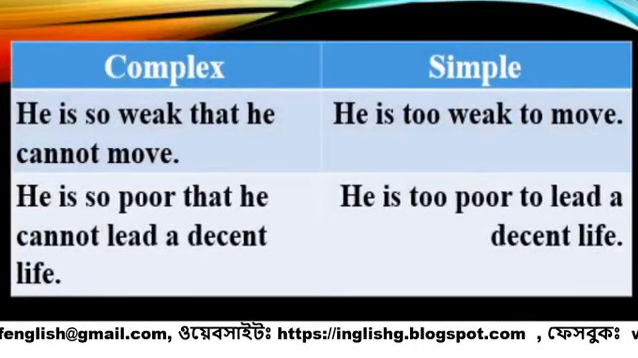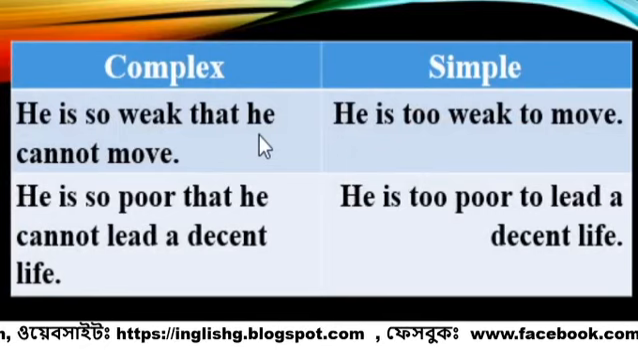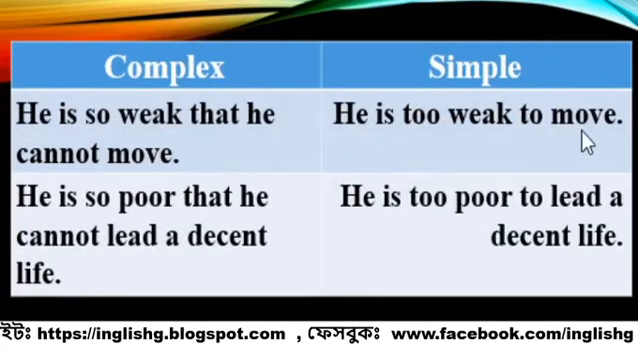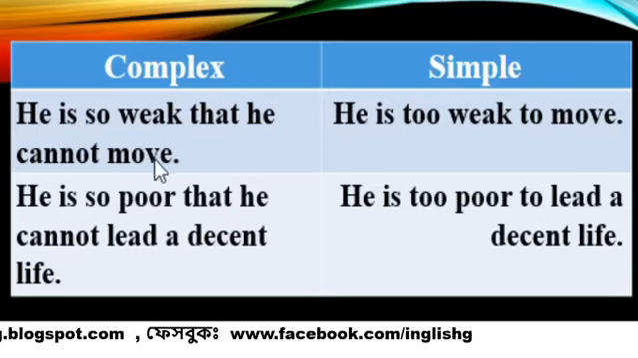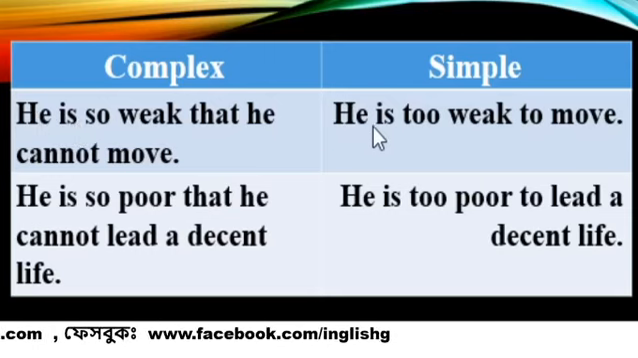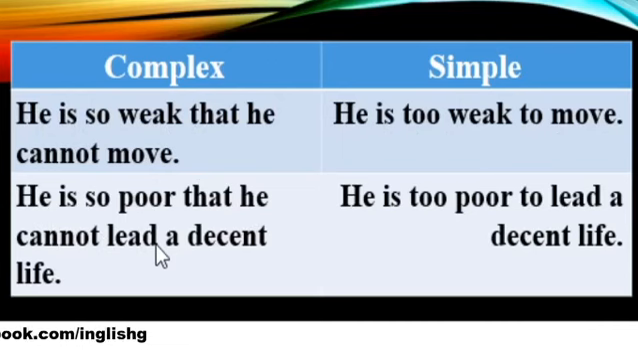So that. In simple sentence, too. See example number 1. He is so weak that he cannot move. In the simple sentence, he is too weak to move. In example 2, he is so poor that he cannot lead a decent life. In the simple sentence, he is too poor to lead a decent life. Here, what is the rule? Let's see the rule. Number 3.